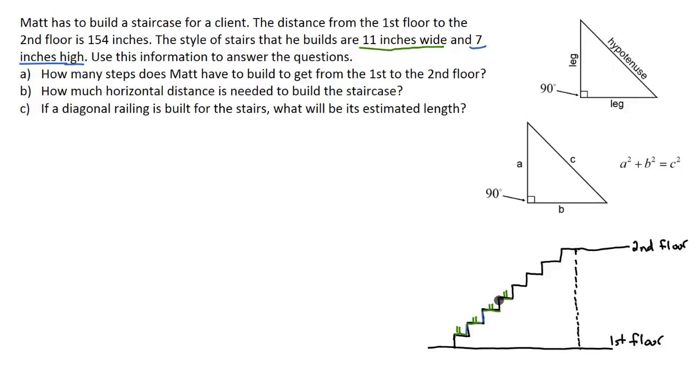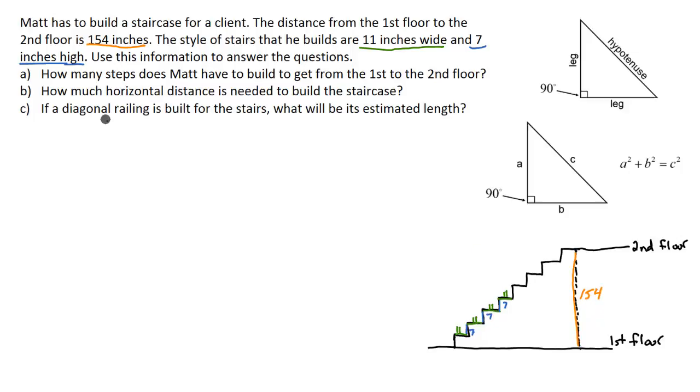So I'll go ahead and label a couple of those. Okay, that's how high each step goes. And then lastly, it says from the first floor to the second floor, that's going to be 154 inches. So this dotted black line here, which I'll make orange, that distance is going to be 154 inches.